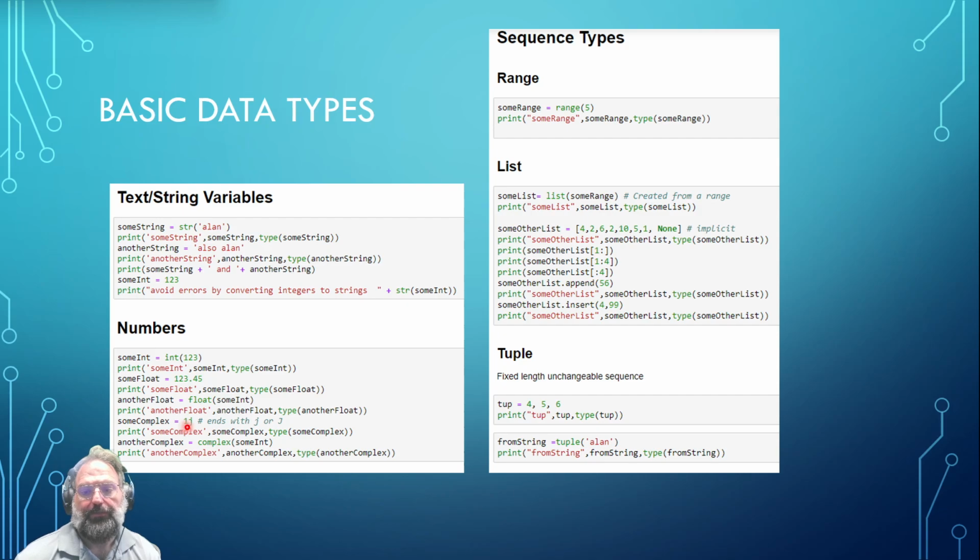You've also got complex values. So in this case, a j for some sort of complex non-real number. And then you also have a complex function that takes an integer and turns it into a representation that is a complex type. Ranges are used whenever you want a series or a sequence from start to finish.